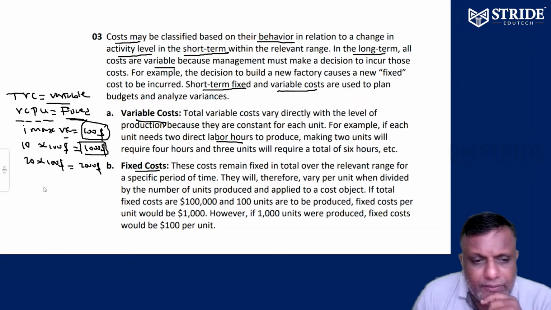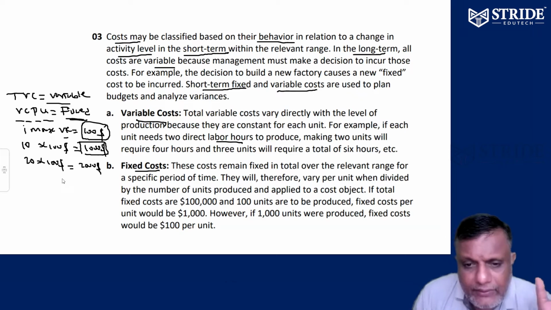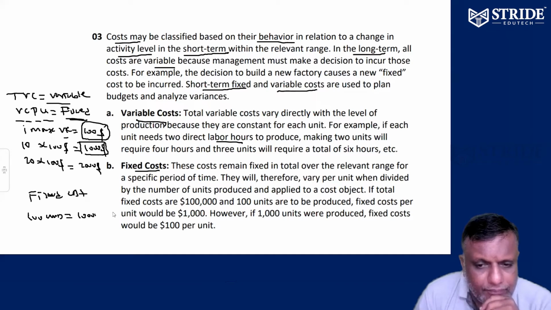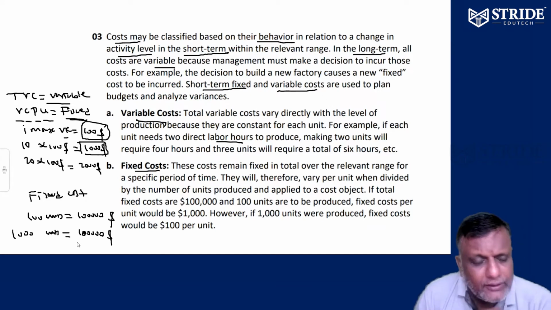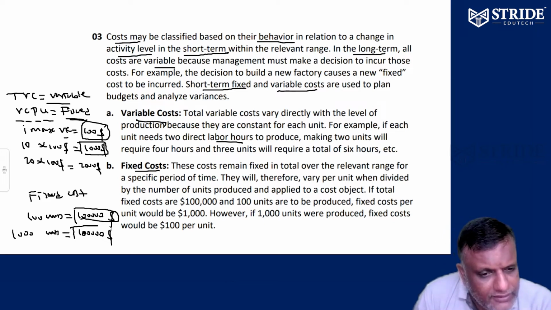But what about fixed cost? Whether you're producing or not, you need to pay fixed cost: fixed rent, fixed salary. That is called fixed cost. Suppose I'm producing 100 units. What is fixed cost? $1 lakh. Suppose I'm producing 1,000 units. What is fixed cost? Same $1 lakh. What rent do you have to pay for the factory? Same $1 lakh, same rent, same salary. So total fixed cost remains constant.